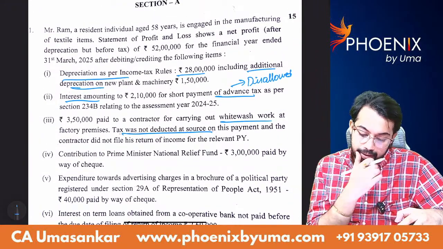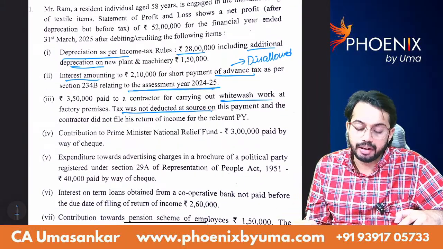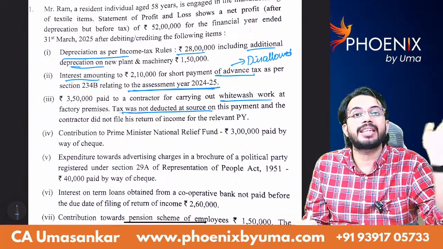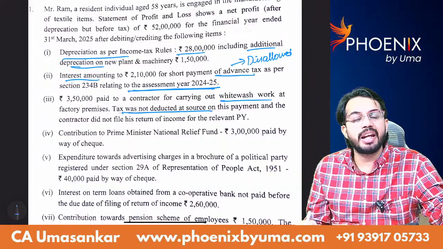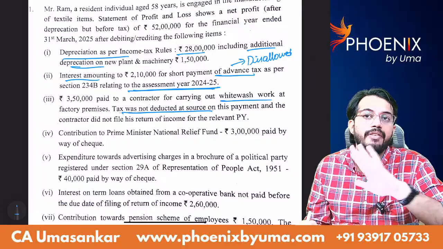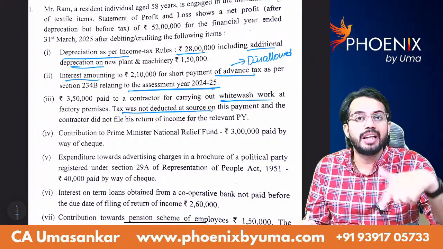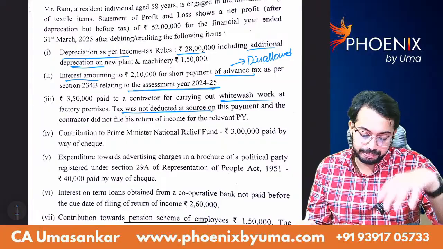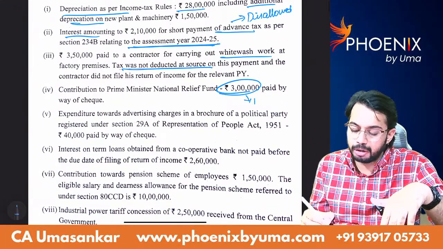One more thing. Here it is assessment year 24-25. Assessment year 24-25 means earlier year, na? So anyhow, whether it is earlier year or current year, interest on advance tax is not allowed as deduction. That is disallowed. That needs to be added back.